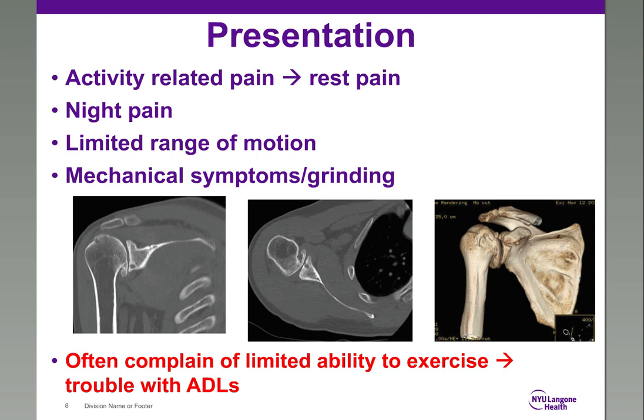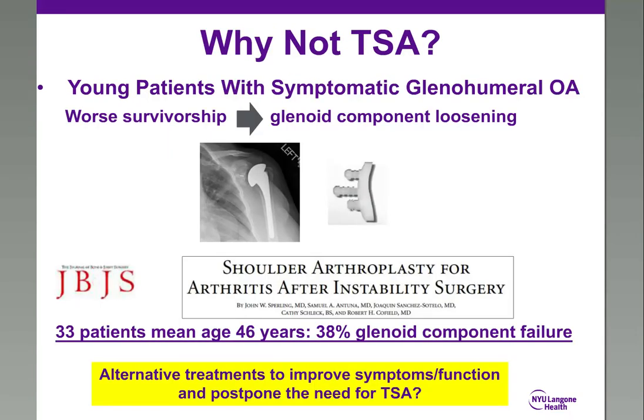In some of our more active patients, the primary complaint will actually be limitation of their range of motion, especially rotational range of motion, and it can go hand in hand with mechanical symptoms such as catching or grinding, depending on the extent of their cartilage loss and the size of the inferior humeral head osteophyte that may be present. Many times in these young active patients, their primary complaint will be limited ability to exercise that over time will lead to trouble with their activities of daily living.